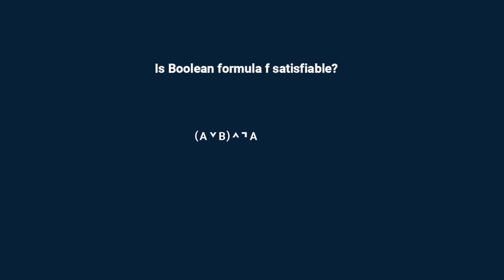To evaluate its truth value, we need to choose an assignment and substitute each variable with the value assigned to it. Now we'll evaluate each operator. True or false is true. Not true is false. True and false is false. So for this assignment, the formula is false. Let's try a different assignment. We got a true result this time.